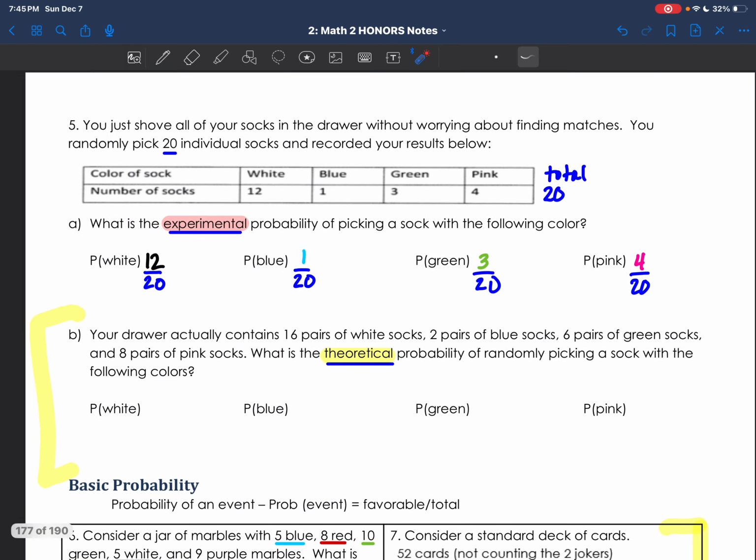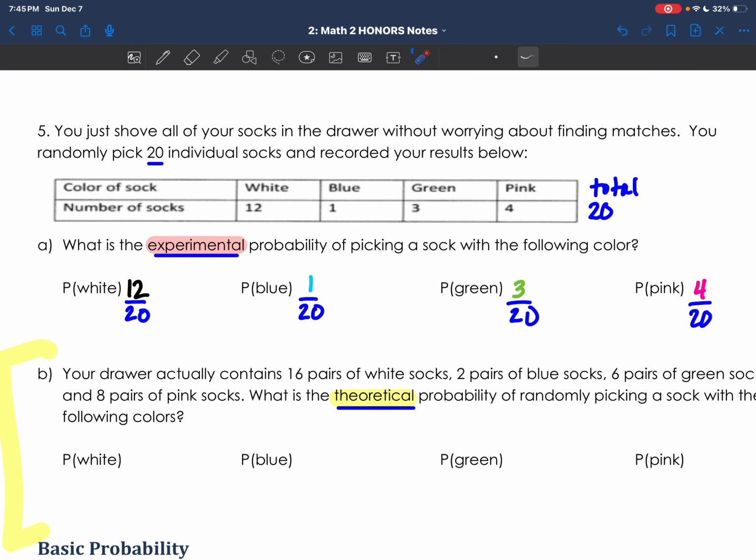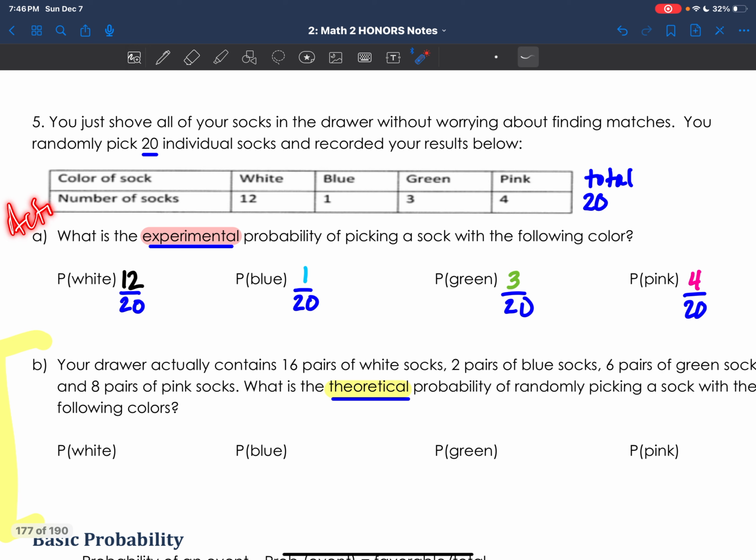All right, so now let's go ahead, let's do this one. And it says you shove all of your socks in the drawer without worrying about finding matches. You randomly picked 20 individual socks and recorded your results below. Now I already wrote the total in here for you, but it's also listed right there. All right, so what's the experimental probability? So this is your actual results. And so the probability, that's how you say it, the probability of picking a white.